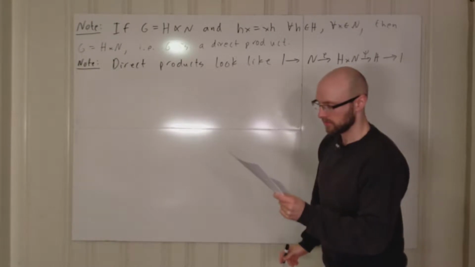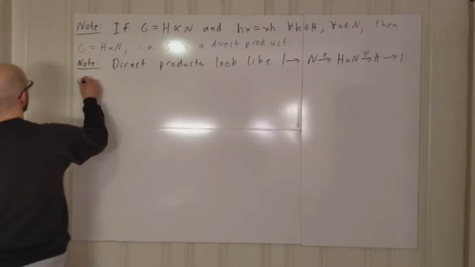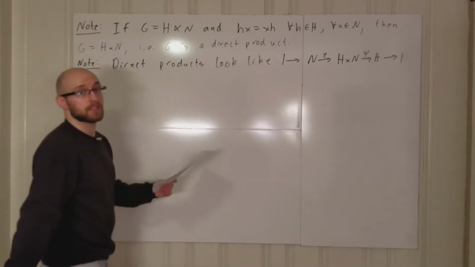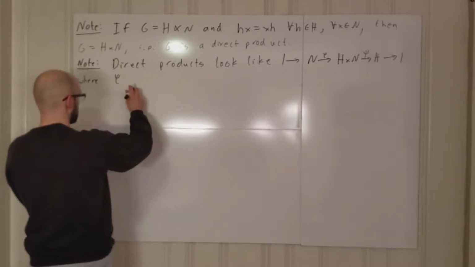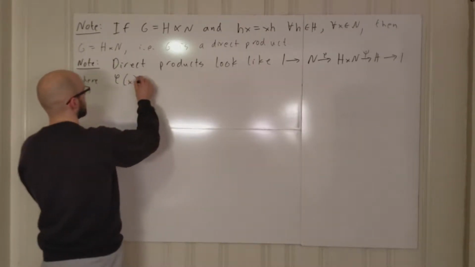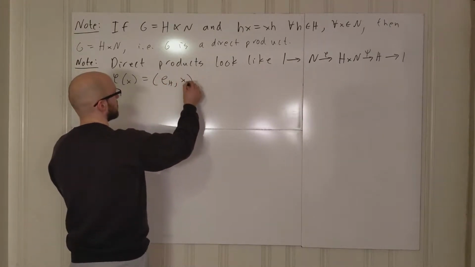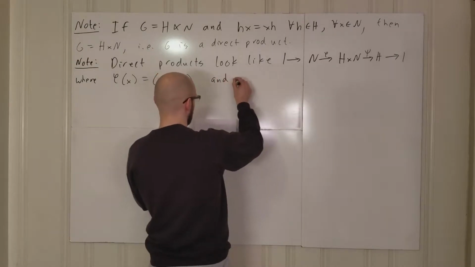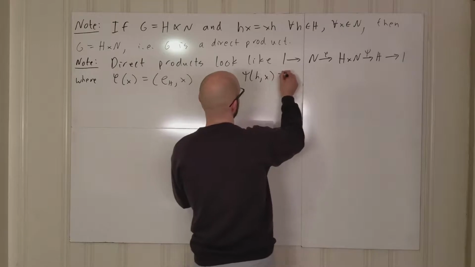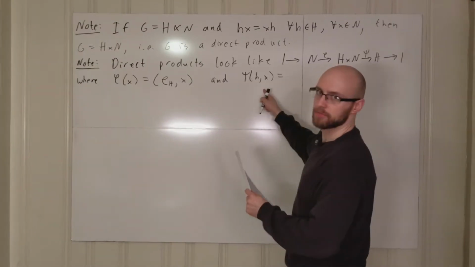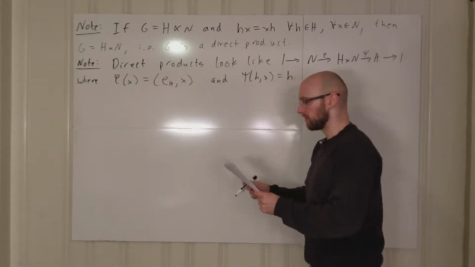And what do we know about this? These maps are actually very easy to write down. Phi of an element x in N is just going to go to the identity in H, comma x. And we have psi of (h, x) is just going to project the H component, and so this is just going to be h.